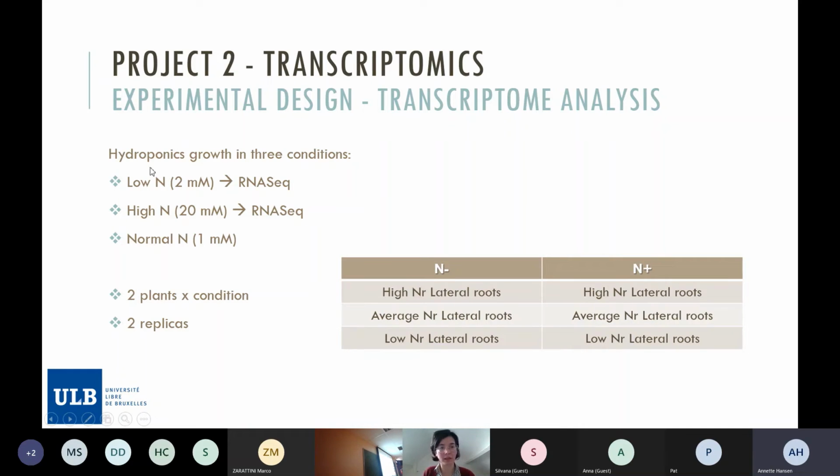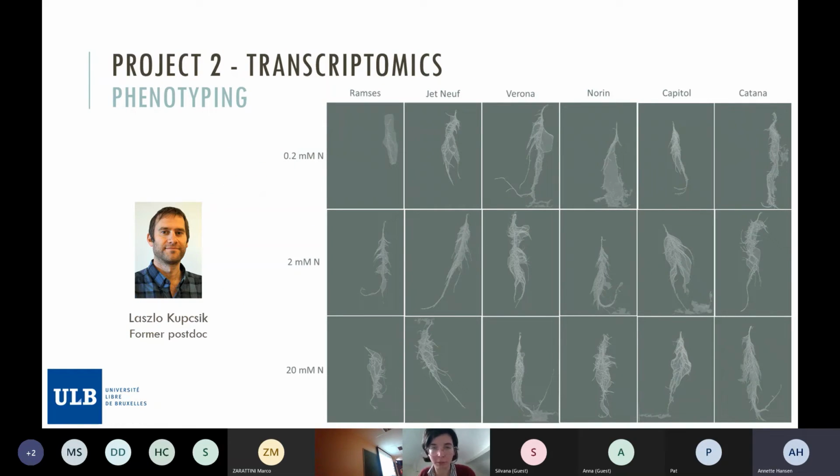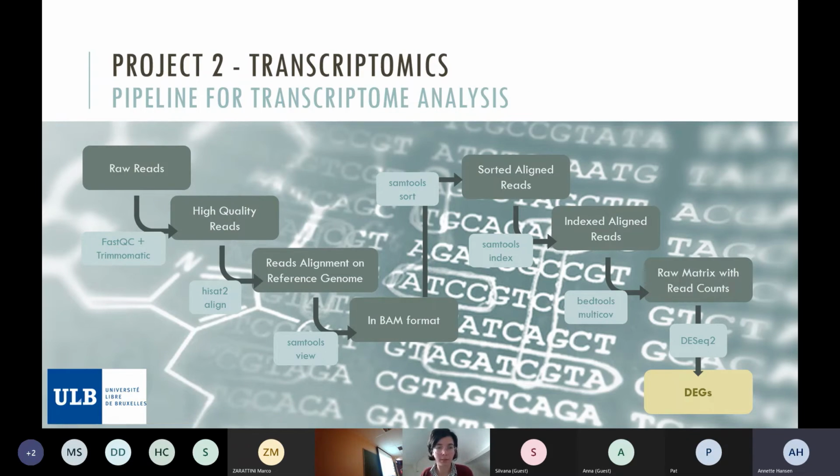And just these two have been selected for RNA sequencing. This work was done by a former postdoc, who did all the phenotyping. I took over the data and analyzed them to arrive at the differentially expressed genes. I followed a pretty common pipeline. I screened the reads for their quality, aligned them to the genome, and used DESeq to find the differentially expressed genes.